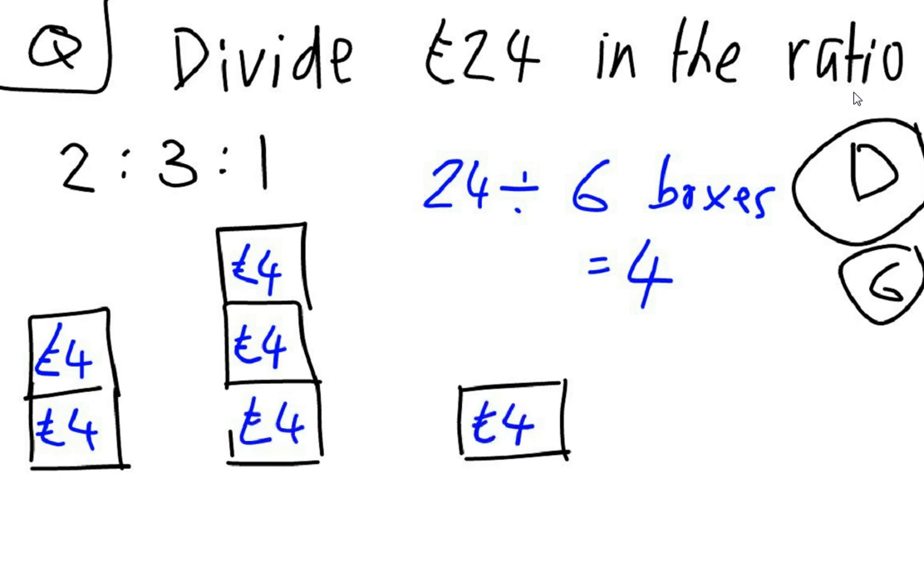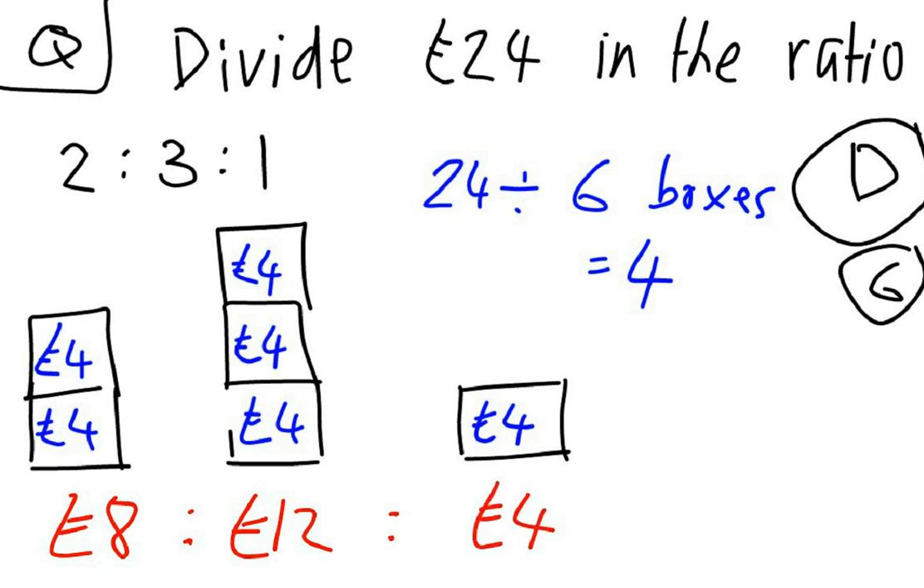Okay, so now it's simply a case, let's do this one in red, of adding up, or doing 2 times 4, 2 boxes each with £4 in. That gives me £8 there. That gives me £12, and this one gives me £4. So we've now split 24 in the ratio 2 to 3 to 1: 8, 12 and 4. And if you notice, once again, they all add up to 24.